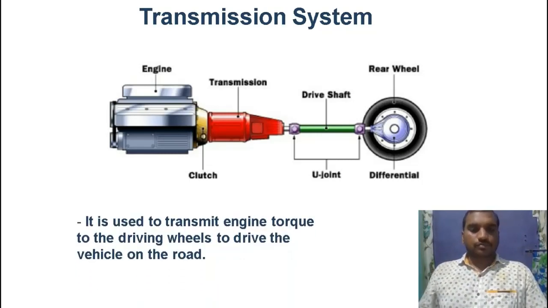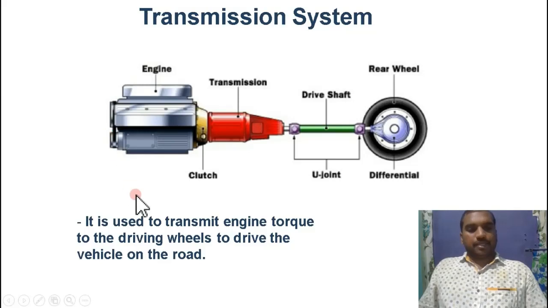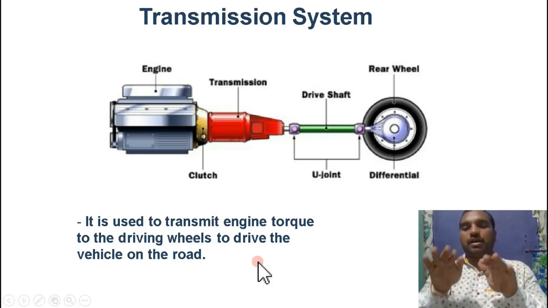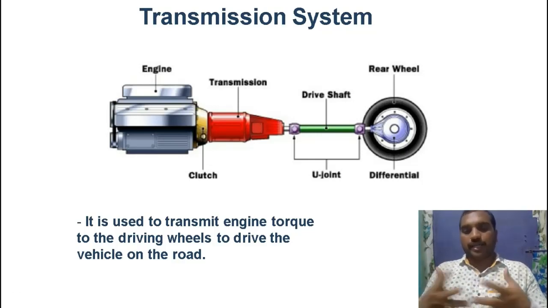Please observe the statement: it is used to transmit engine torque to the driving wheels to drive the vehicle on the road. If we want to drive the vehicle on the road, the wheels need to get the torque. Where does the torque come from? From the engine.